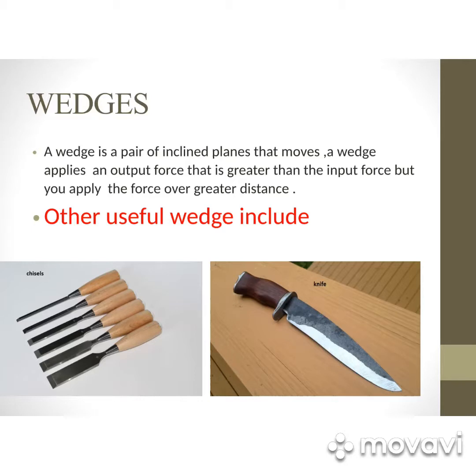A wedge applies an output force that is greater than the input force. So the output force is greater than the input force, but you apply the force over a greater distance. As I said again, the input force decreases, but the distance increases in this case. Chisels and knives are two types of wedges, and in the next slide we will talk about the mechanical advantage of a wedge.